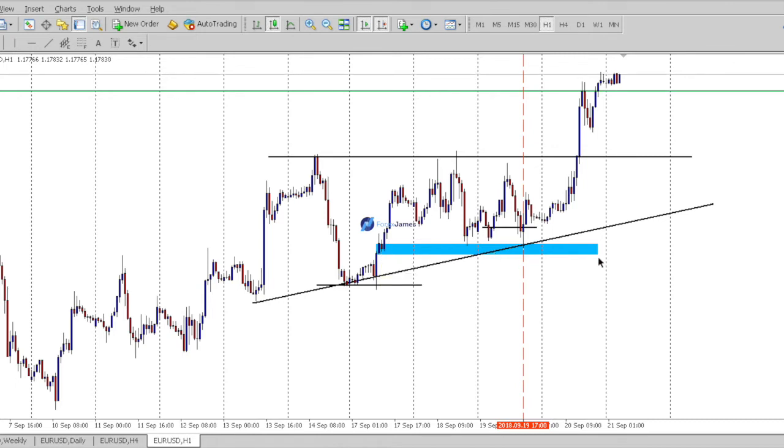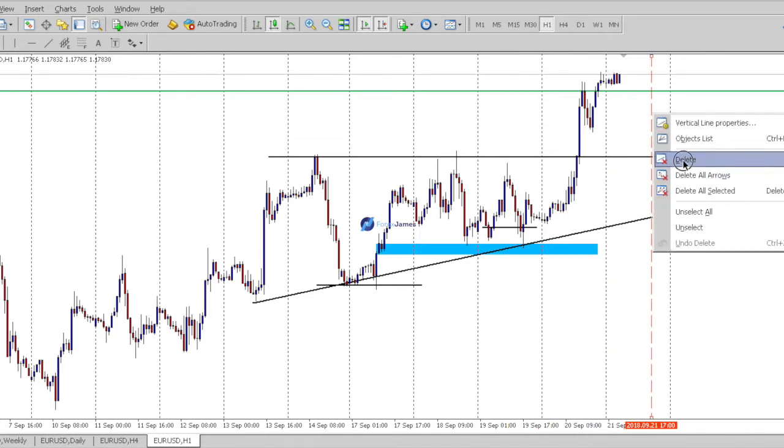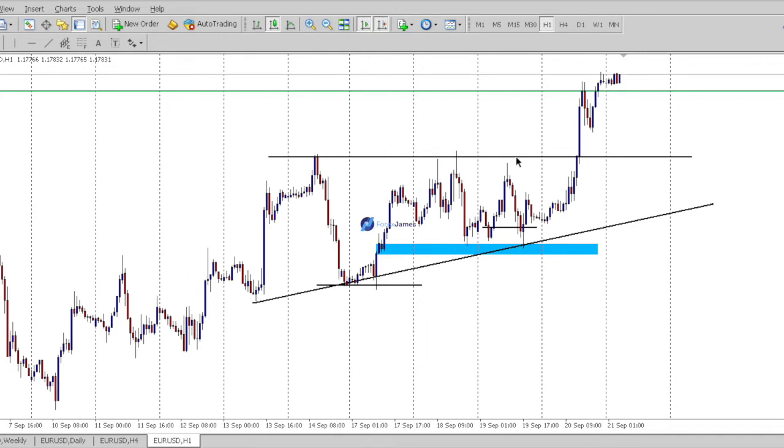Okay, this rectangle here tells us that there was demand previously at this level, and that price may likely respect the level again should it come back. Which was what it did. Having an upside bias, what I wanted to look for is a place to buy.